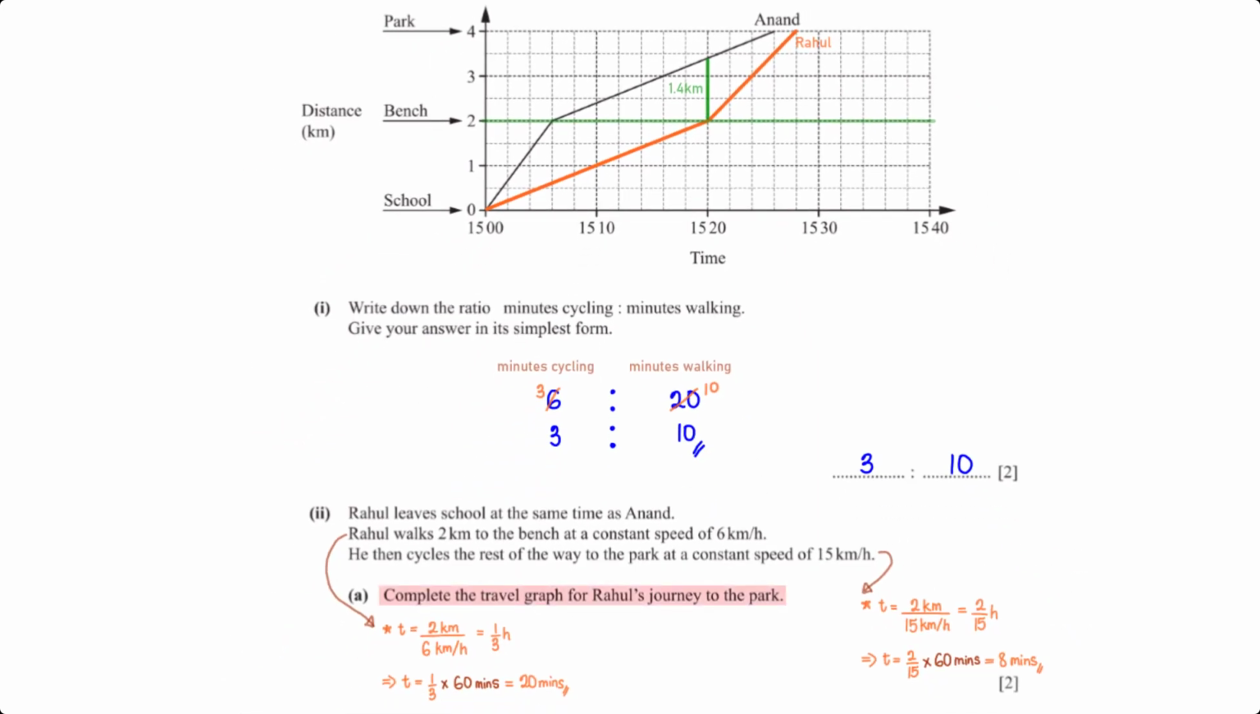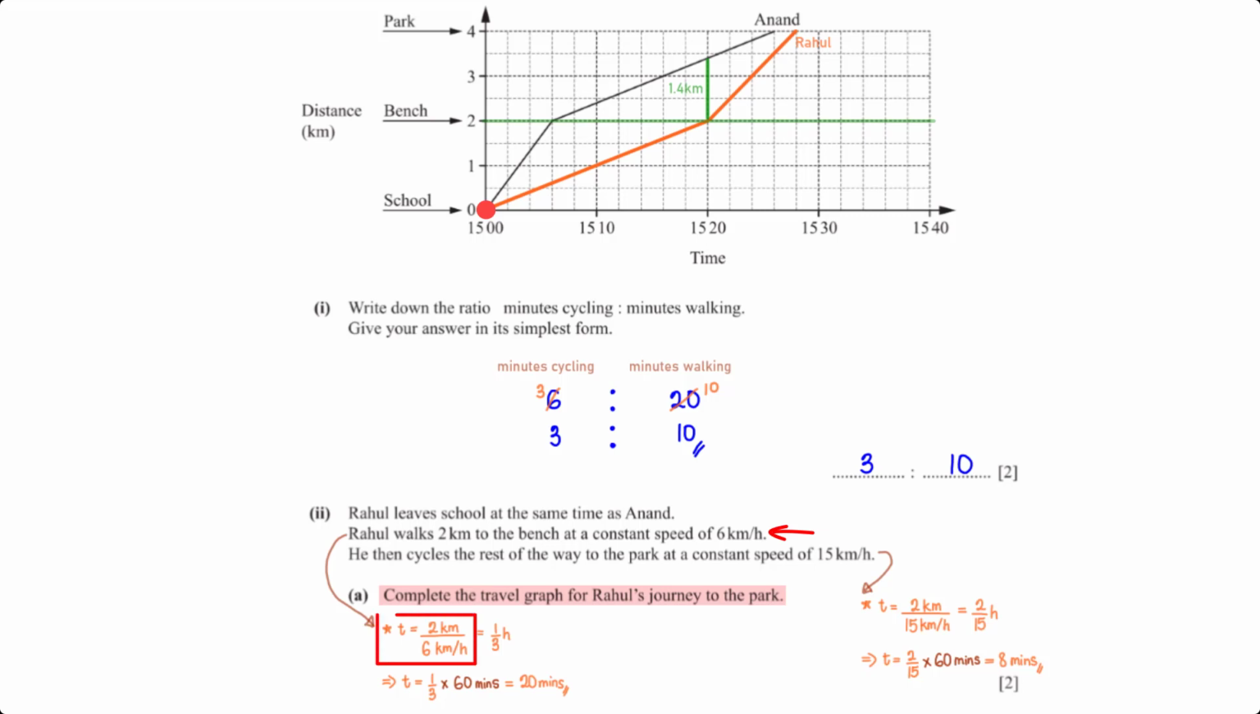Complete the travel graph for Rahul's journey to the park. We are told Rahul leaves school the same time as Anand, so that is this point. We are also told Rahul walks 2 kilometers to the bench at a constant speed of 6 kilometers per hour.